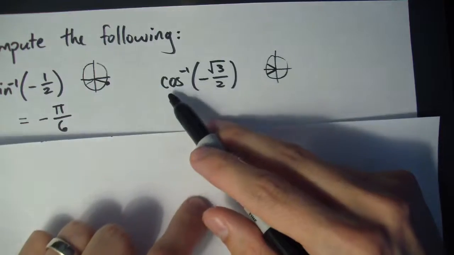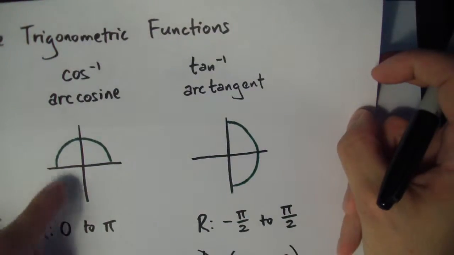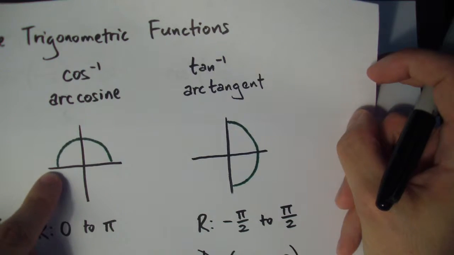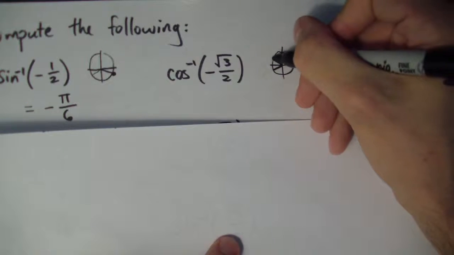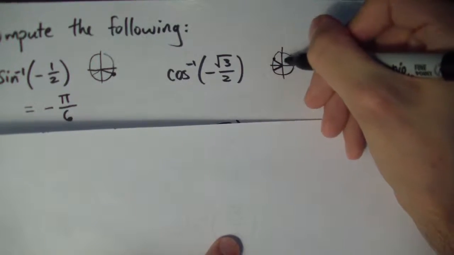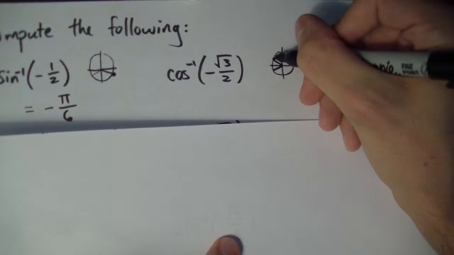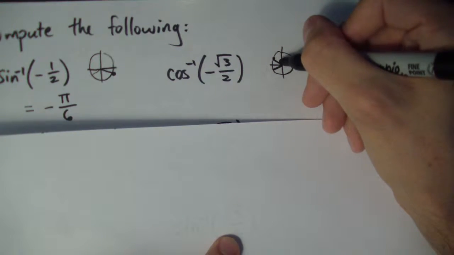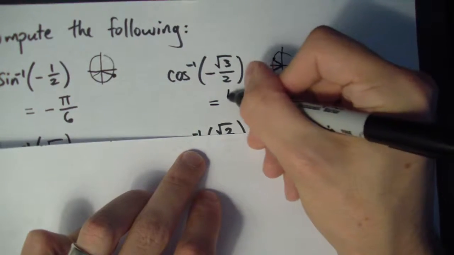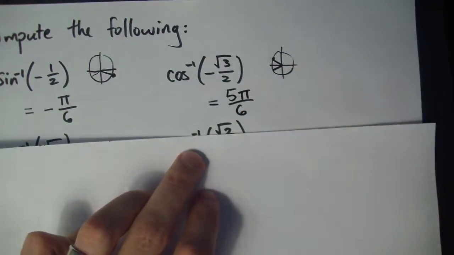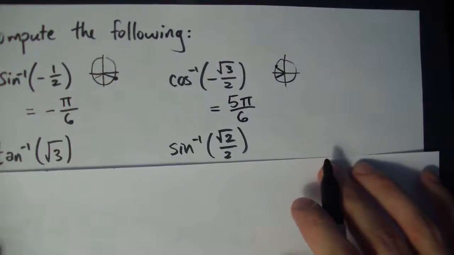But remember, because inverse cosine has a range of 0 to pi, those are the angles that I'm interested in. So that means I'm interested in this top guy here, this angle here, which is an angle of 5 pi over 6, just short of a full pi. So this is 5 pi over 6. Let's look at a few more.